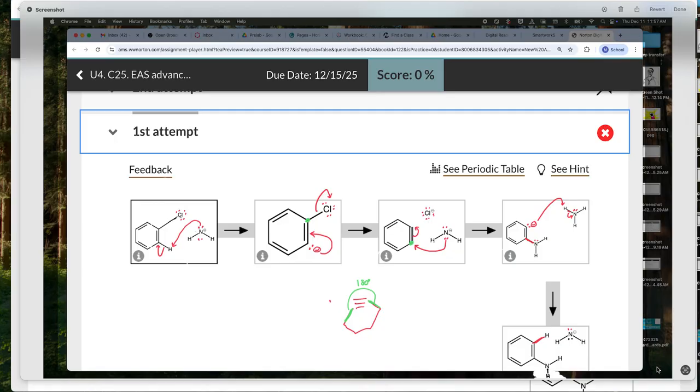SmartWork is being real picky, so make sure you get that lone pair on your nitrogen. Should we protonate it? Because every time we've had nitrogen before, we put a hydrogen on it, make it H+. Basic conditions, don't protonate it. Okay, and we'd now have our final answer.